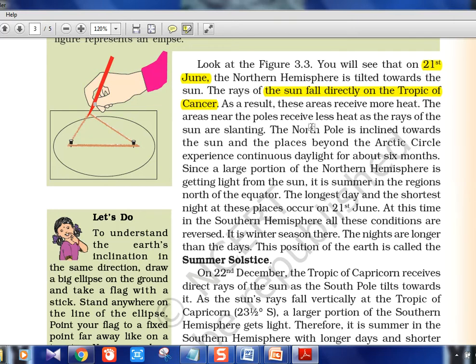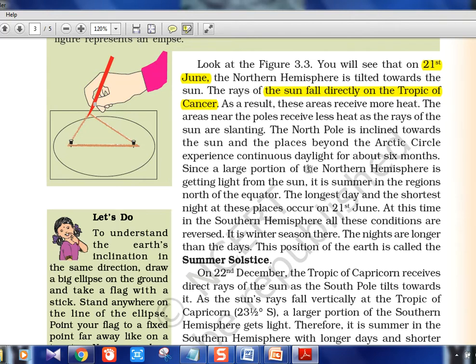The areas near the poles receive less heat as the rays of the sun are slanting. The north pole is inclined towards the sun, and the places beyond the Arctic Circle experience continuous daylight for about 6 months. Okay, so these kinds of statements, if they want, UPSC can frame, but if you know that picture clearly, you can answer any of this.